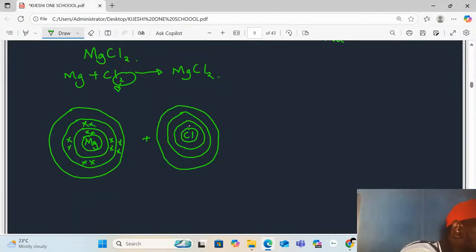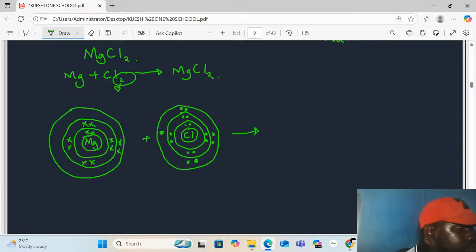So let's distribute the electrons. We have dots: the first pair, then the second energy level, we have four pairs. And then the last one, because chlorine is number 17, has 7 of them. Like that. And then we are supposed to form the magnesium chloride.